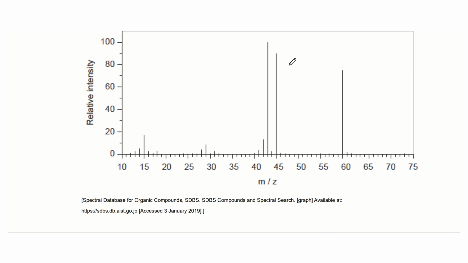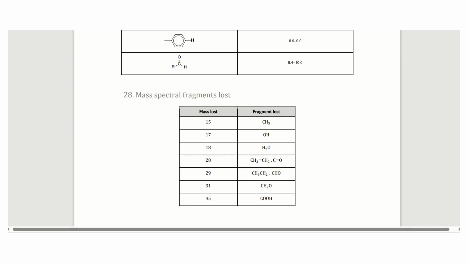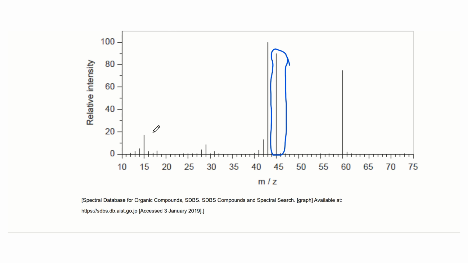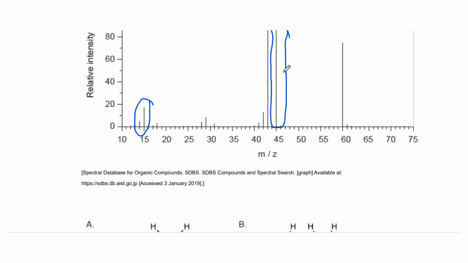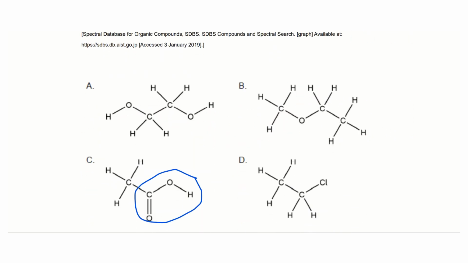Well, first of all, I see this peak here at 45. And if I go back to my data booklet, I can see that at 45 I have the carboxylic acid, the COOH group. What I also see is another peak here at 15, and that tells me I also have a methyl group there. So if I look at my molecules, the only option that's got the carboxylic acid, which is that big peak here at 45, is option C. You see that it's missing from the other molecules and it's only present with C.